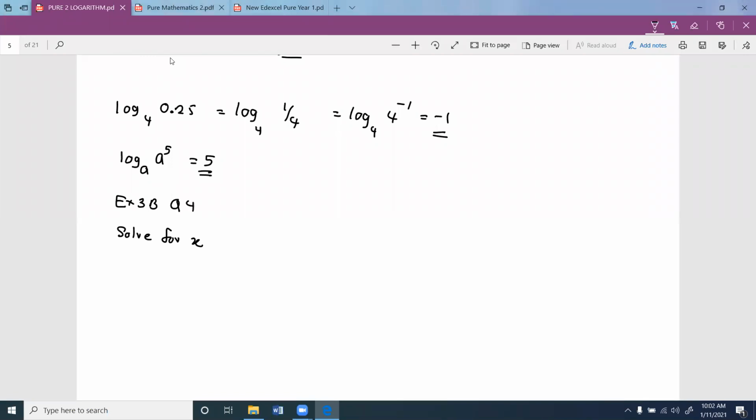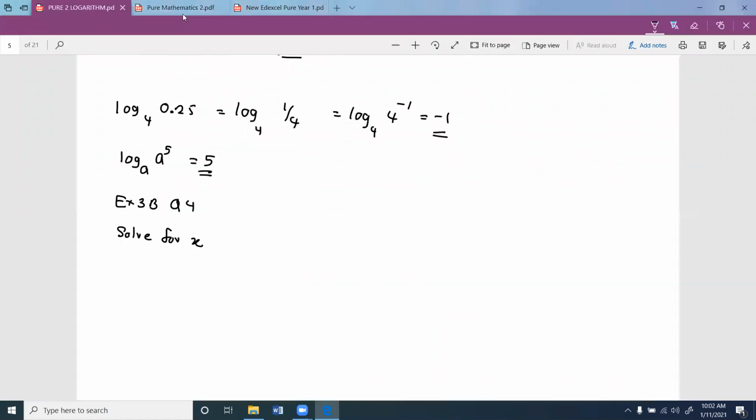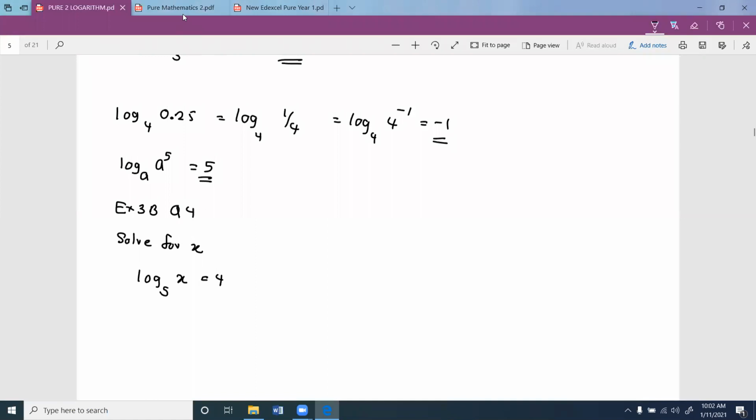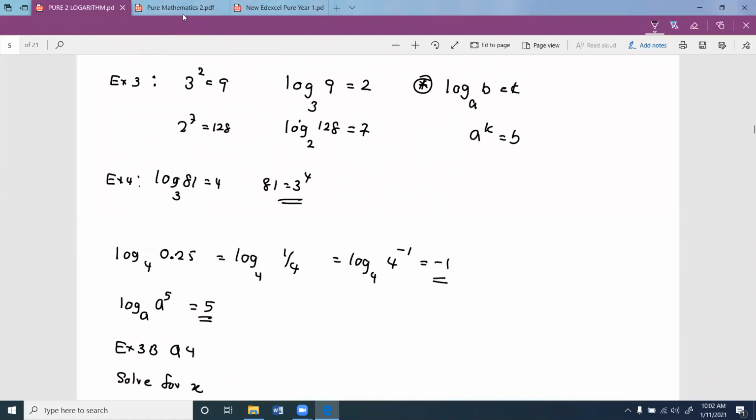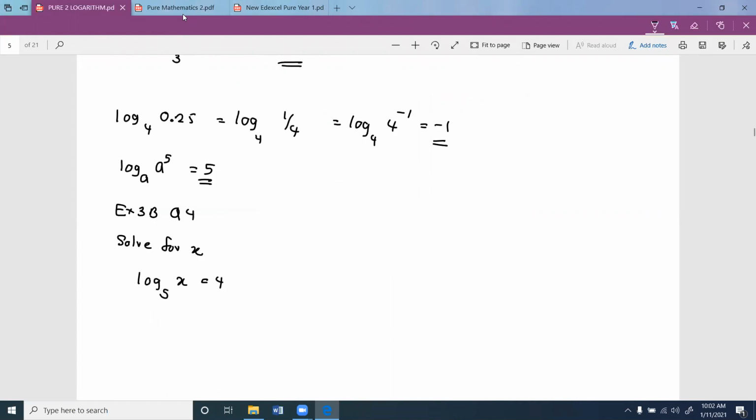The first question is log_5 x equals 4. According to this relationship, log_a b = k means a to the power k is b. So you can write 5 to the power 4 is equal to x. So x is how much? 5 to the power 4 is 625. That's the answer for part A.